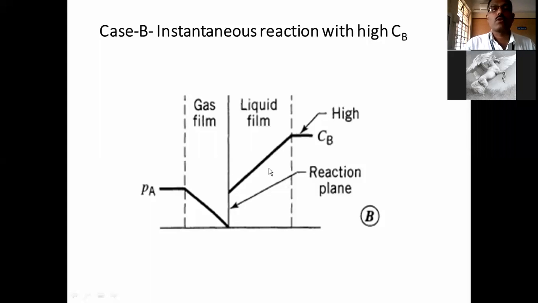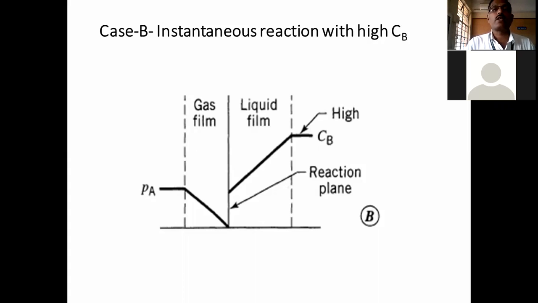Okay, so this will be the second case, that is case B, instantaneous reaction with high CB. And this high CB means the concentration of B, if we further increase it, there is no effect on the reaction rate. Hence this type of reaction, suppose A plus B gives the product, in case A this is a second order type of reaction. But in case B, what happened? When the concentration of B is increasing, it has no effect on the rate of reaction.